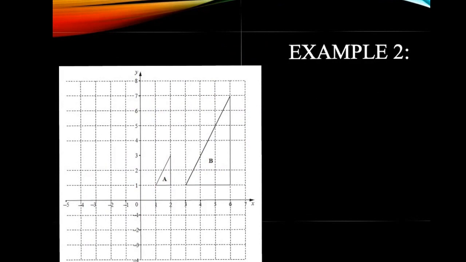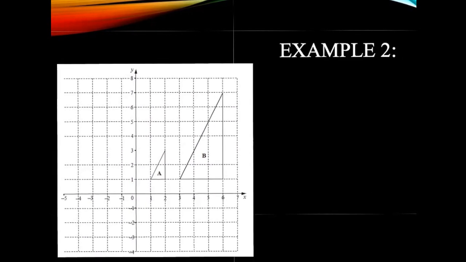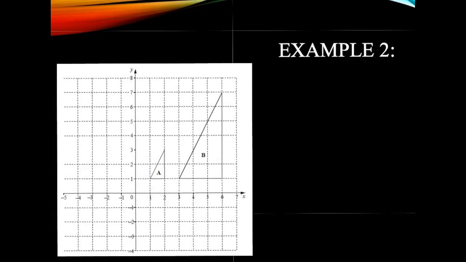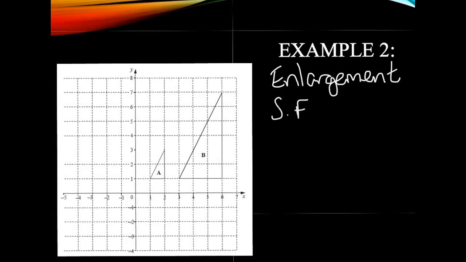Let's have a look at another example. Okay, in this example we've got triangle A and triangle B. I would like to know if you can describe what transformation has happened to get from triangle A to triangle B. So we know it's an enlargement, we can see it's an enlargement. What we need to do is, in an exam, we would have to say it's an enlargement. So the transformation that's happened is an enlargement. We need to work out what scale factor it is and what its centre of enlargement is. So we need to work these things out.